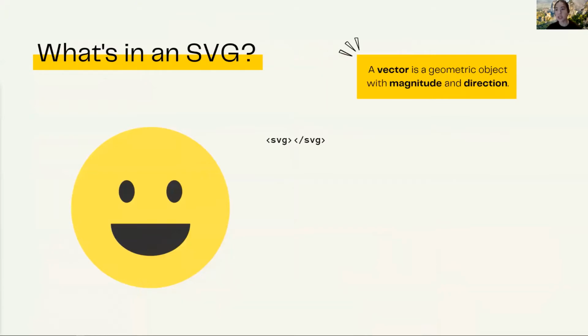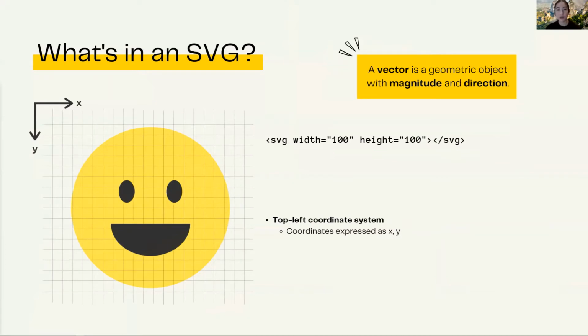So what is an SVG made up of? Before we do that, we need to refresh ourselves a bit with geometry and maths, because the way that we define SVGs is really by geometry. Just a reminder, a vector in geometry is something that has magnitude and direction. When we're dealing with SVGs, we are essentially working with a coordinate system. The coordinate system we deal with is a top left system, which means that the origin is the top left corner, and all coordinates are expressed as x, y in terms of this top left system.